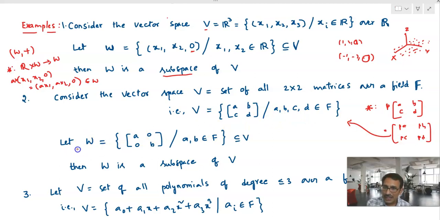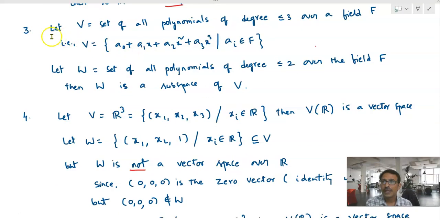Now what I am considering in W is all diagonal matrices only. You can check this is also a vector space. That means again W, plus is an abelian group, and with respect to the same star, W also satisfies the remaining conditions of the vector space. It is a subset of V because I am not considering all 2 by 2 matrices here, only diagonal matrices. Therefore, they are part of V, so it is a subspace of V.